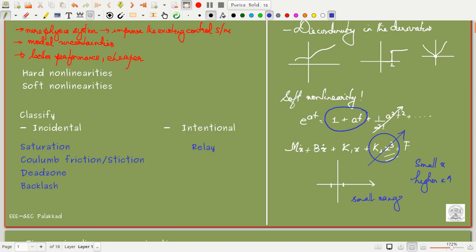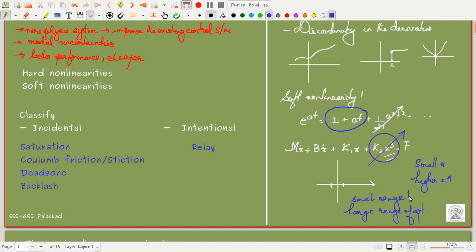If we learn more about nonlinear systems, what we can do is work in a large range of operations. Range of operations, that is another thing that I would like to point out here.